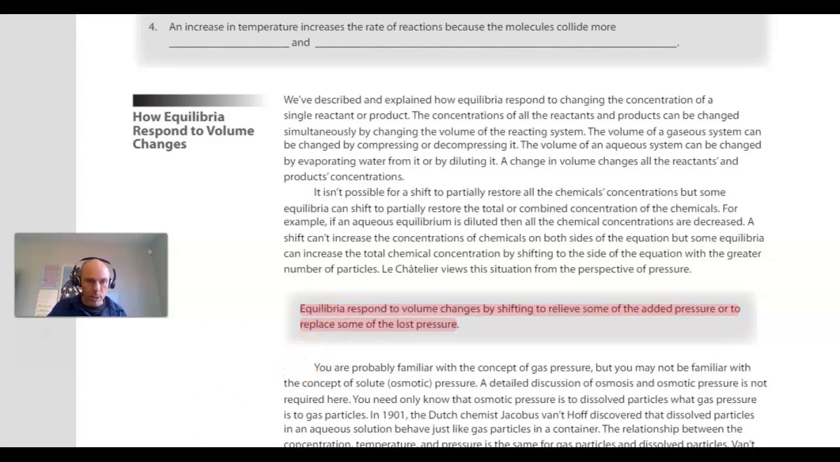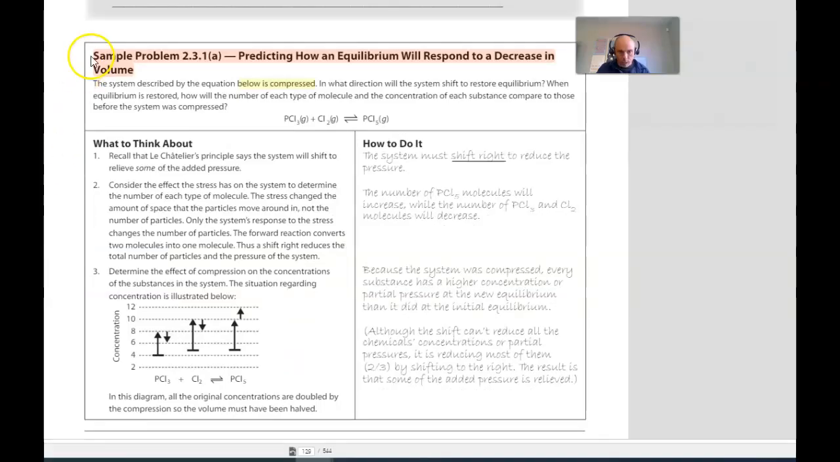Let's see how that comes into play here in a sample problem. All right, we're looking at sample problem 231 on the following page, 121 of our physical textbook, 129 of our ebook. It says the system described by the equation below is compressed. The volume has been decreased, it's been compressed. Therefore, the pressure will be greater. In what direction will the system shift to restore equilibrium?